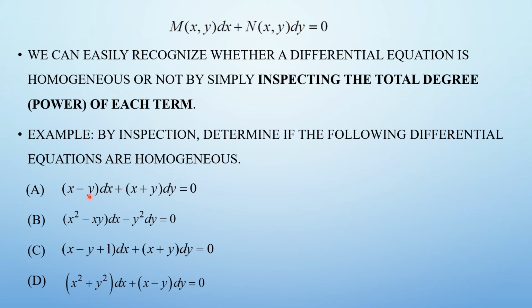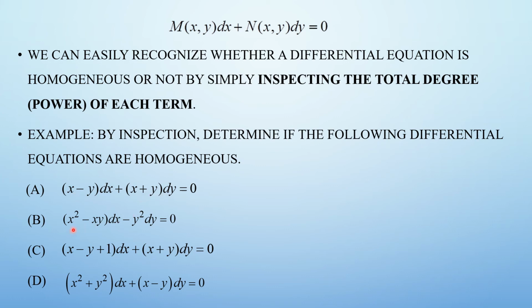For the function N, the first term is of degree 1, the second term is also of degree 1, so we say N is a homogeneous function of degree 1. Since both M and N are homogeneous functions and they have the same degree, we say that this equation is a homogeneous equation.